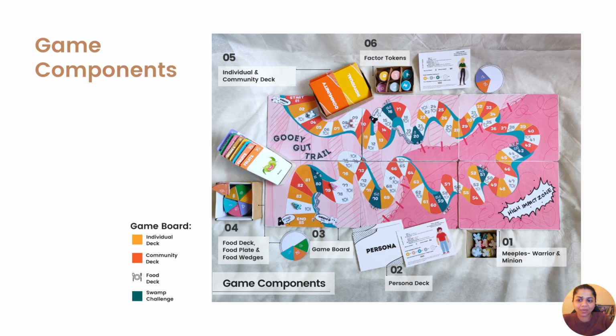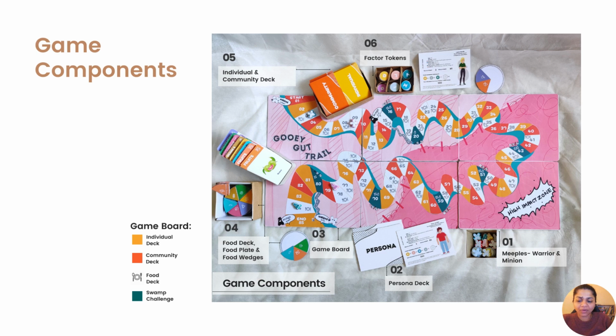Players play the game with a set of two meeples, namely the warrior and the minion, that represent friendly and unfriendly gut bacteria population. A persona card contains a set of attributes and individual winning conditions that influence the gameplay. A game board involves a numbered trail with two start positions and two end positions, one for each of the meeples. The friendly bacteria starts the game at the lower end of the number trail and ascends towards position 85 by the end of the game.